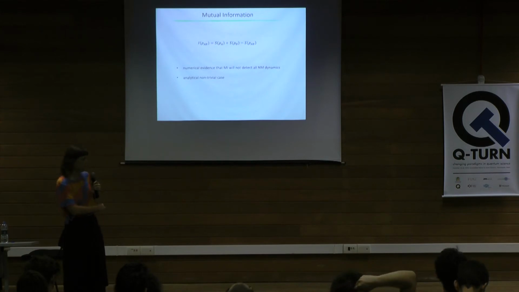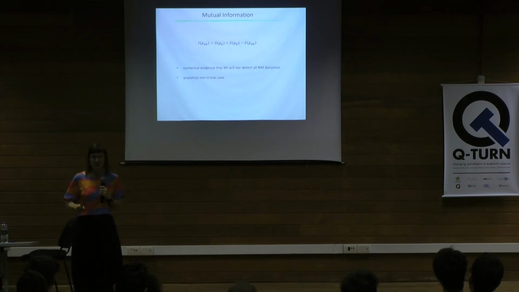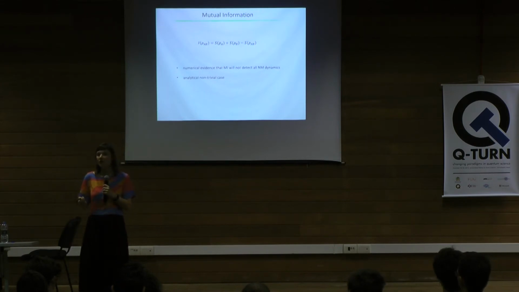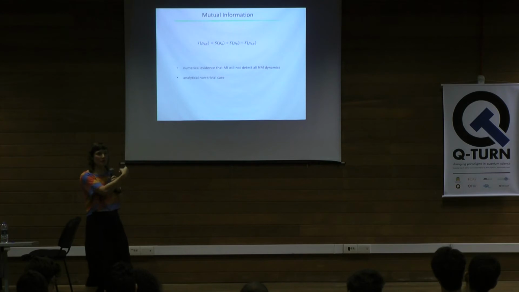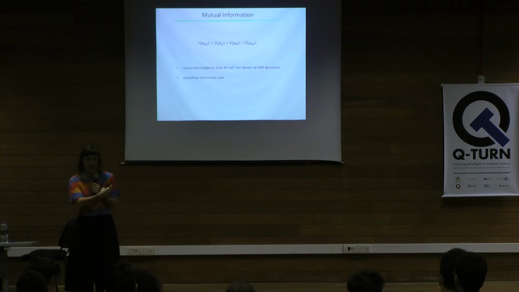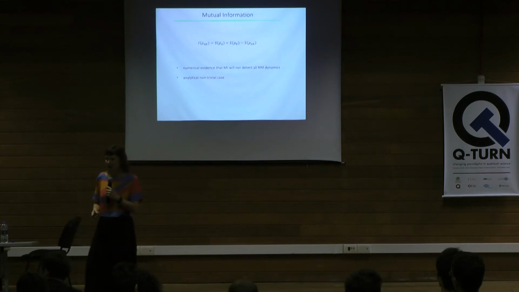So we have an analytical example, but it's very non-trivial, so I decided not to present it here. I'm just telling you, we have an example where we are sure that there isn't any recovery of mutual information, okay? So the usual suspects, like entanglement and mutual information, won't witness non-Markovianity.